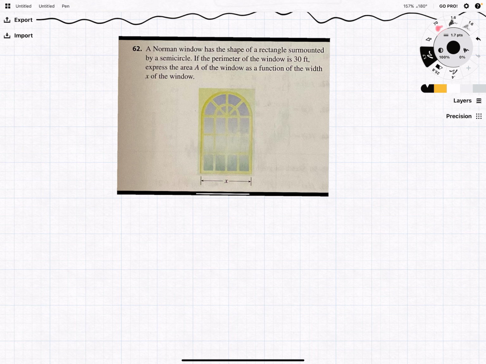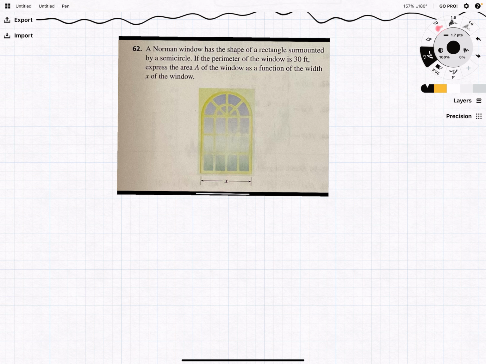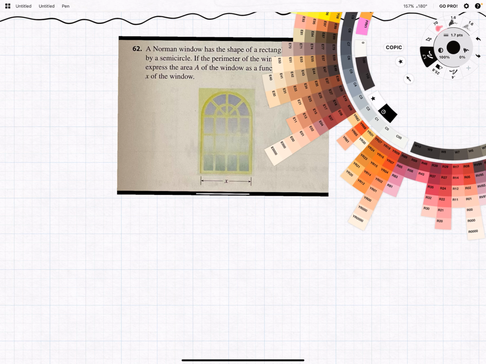This is Stewart Calculus 8th edition, section 1.1, problem number 62. For this problem, it's similar in style to 61, 60, and a few others before it, but it does have an extra added layer of complexity. It says a Norman window has the shape of a rectangle surmounted by a semicircle, surmounted meaning a semicircle is on top of the rectangle. If the perimeter of the window is 30 feet, then express the area A of the window as a function of the width x.